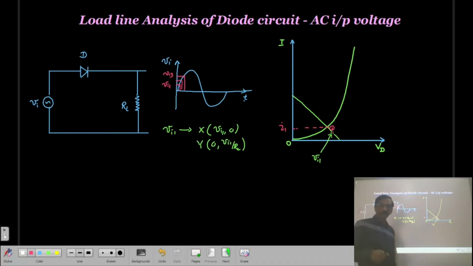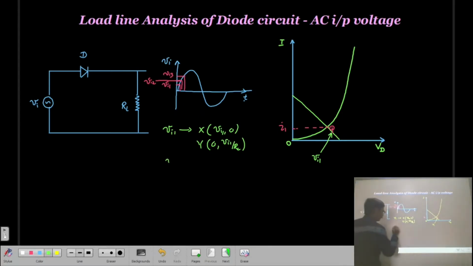Now remember, in AC voltage the input is continuously increasing. Suppose I want to find out the current when my input voltage is Vi2. This much voltage, that is Vi2, is there. So again I have to draw a line.